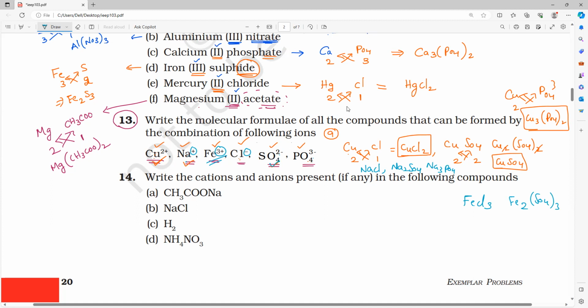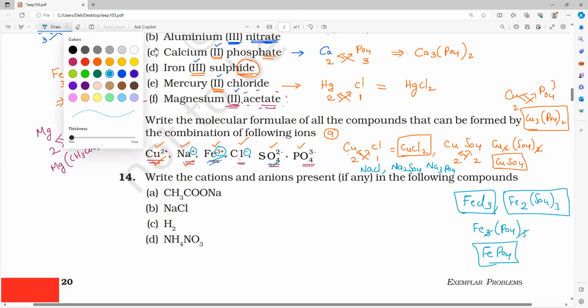Last one. Fe3+ and PO4 3-. So what will happen? Fe3 PO4 3, the 3 will get cancelled, FePO4. So totally how many compounds will come? Everybody. 9 compounds will come.